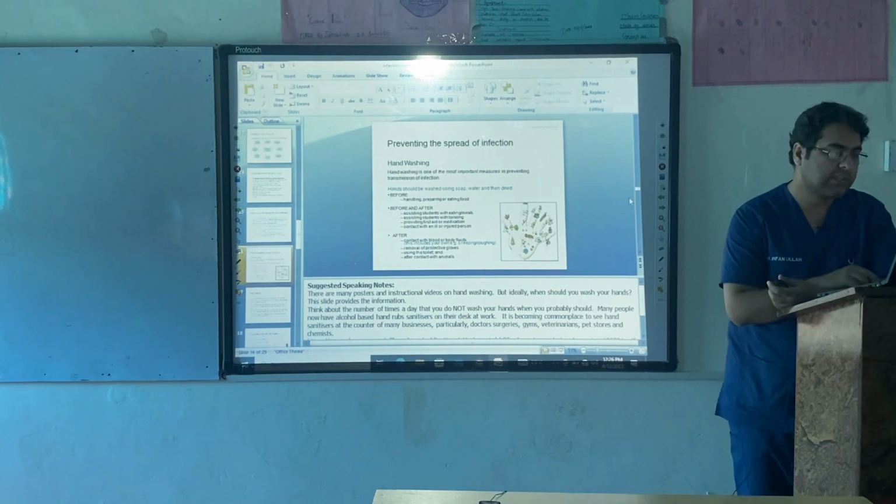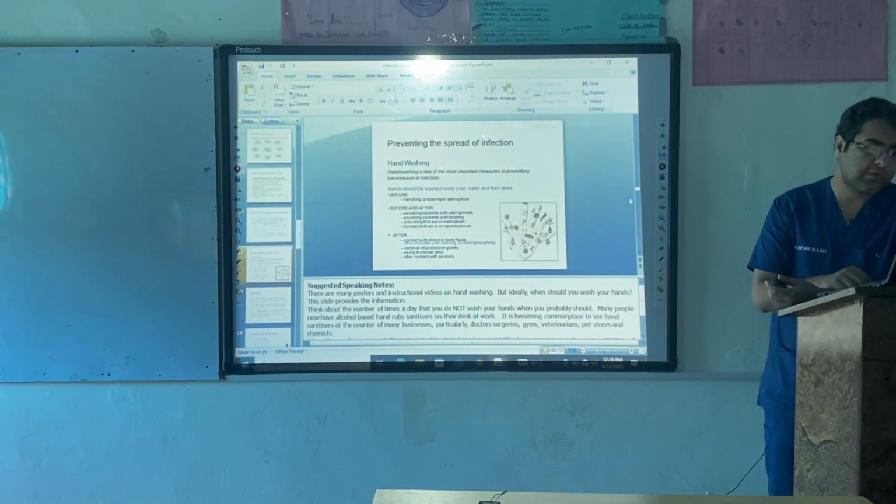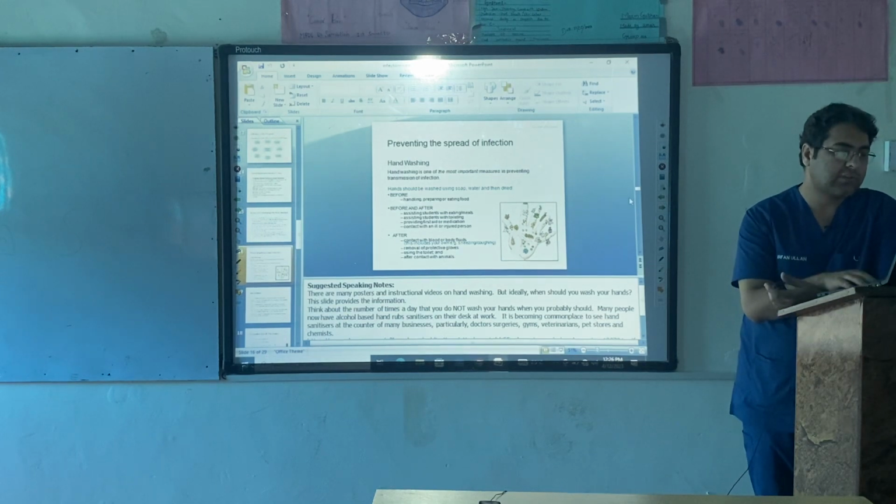So, hand washing is a very important thing. Hands should be washed using soap and water, and then dried, before handling, preparing or eating food, or before dealing with the patient, after dealing with the patient, after contact with blood or body fluids, after removal of protective gloves, after using the toilet, and after contact with animals. After doing all these things, you should wash hands regularly.